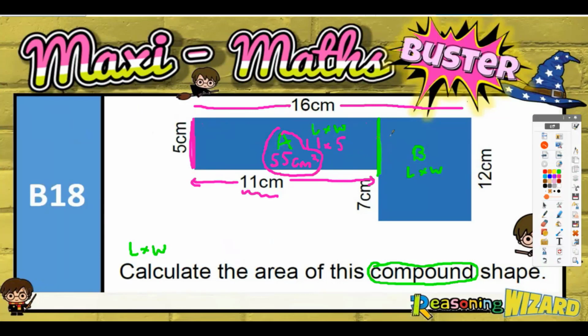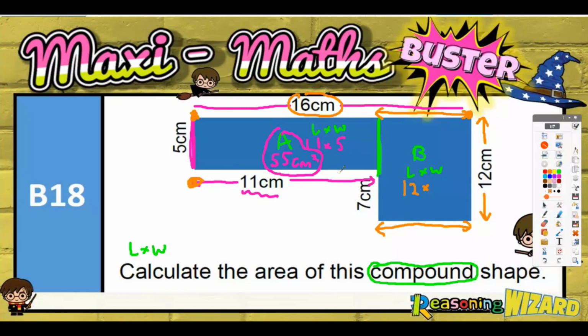Shape B might be a little more complicated. So shape B, we've got a definite length here, 12. But then the width of shape B is basically going to be this distance. Now, the problem is that there is no number on this distance, and there's no number up here either. But that doesn't mean we can't work it out. What we do know is that all across the top is 16. From this point to this point is 16.